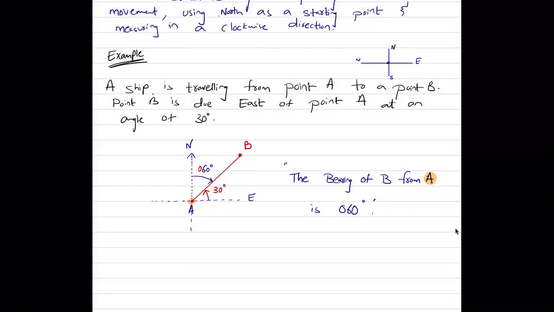So when measuring bearing, you need to note these two things: the degrees of three digits are going to be used. So if your calculator gives a bearing of 60 degrees, you are going to write it as 060. 89 comes, you write it as 089. 90 comes, you write it as 090. Right? 99 comes, you write it as 099. So degrees of three digits are used.